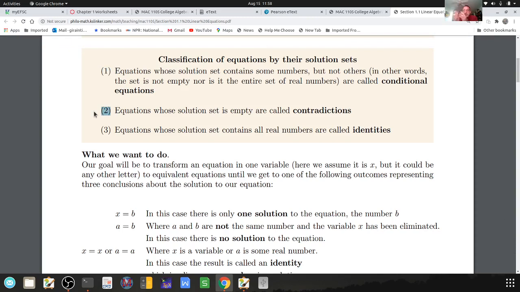The second classification is equations whose solution set is empty. A solution set, remember, is just the set of all of the solutions, all of the numbers that make the equation a true statement. And it may be that no numbers make the equation a true statement. In that case, we say the set is empty, and those are called contradictions. And 3, equations whose solution set contains every real number, or all real numbers, are called identities.